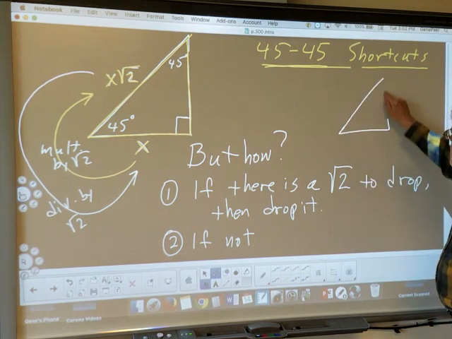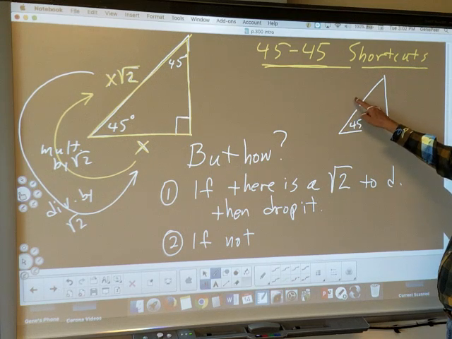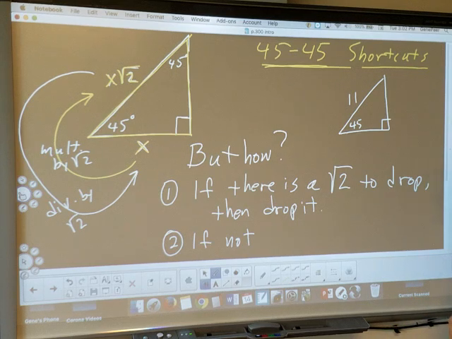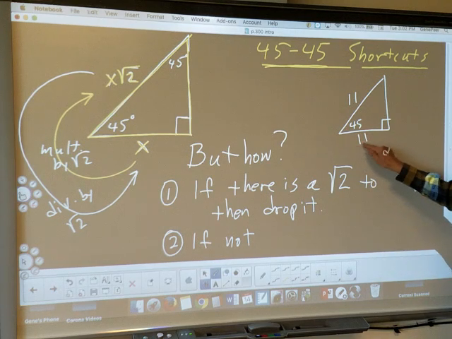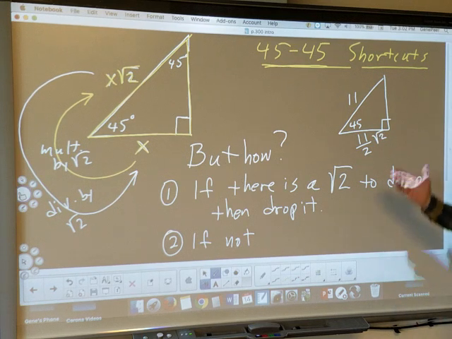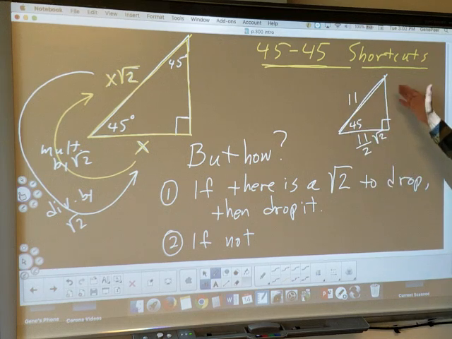But what if this were something odd, like maybe an 11? Oh no, what do we do? Well, how do you divide 11 by 2? Watch how gloriously simple this is. Just put a 2 under it. And then don't forget to stick a square root of 2 next to it. There you have it. If the hypotenuse is 11, then the legs must each be 11 halves square root of 2.